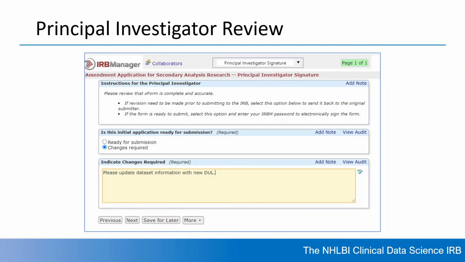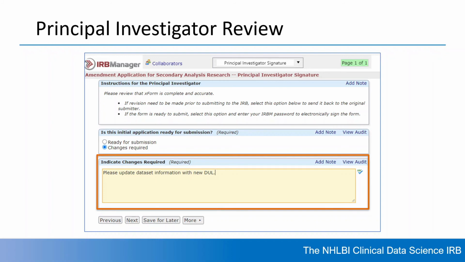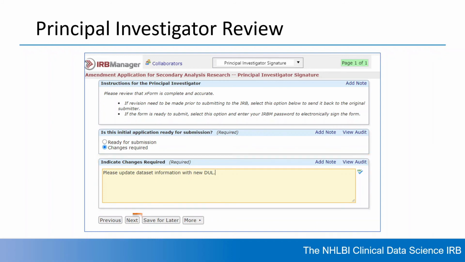If the PI requires further revisions to the xForm before it is submitted for review, they will select Changes Required and then indicate what changes must be made before the PI will sign the form. They will need to click the Next button in order to go to the Submit page, after which an email will be sent to the submitting user that contains the required changes and a link to the xForm so the submitting user can access the form.